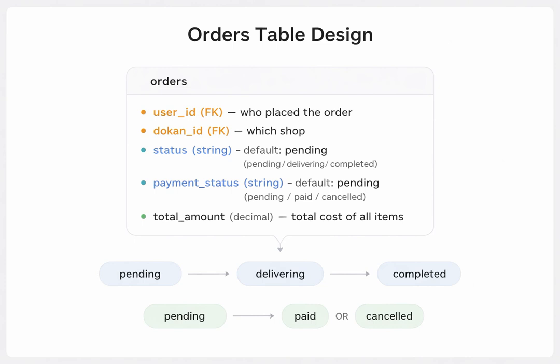The payment status is separate. It starts as pending and then either becomes paid or canceled, depending on whether the payment went through. Finally, total amount stores the full cost of everything in the order. Notice that both status fields default to pending because the moment an order is created, nothing has been confirmed yet.